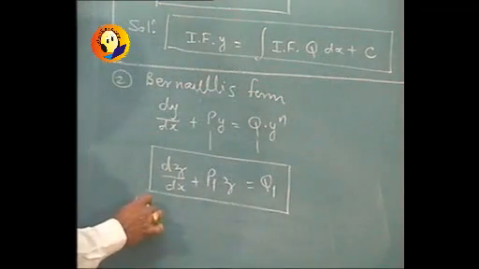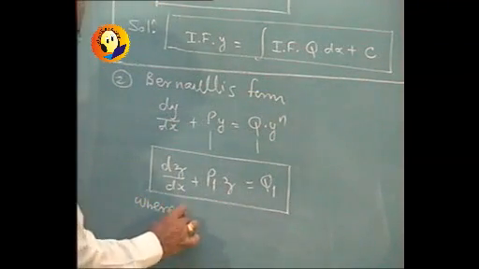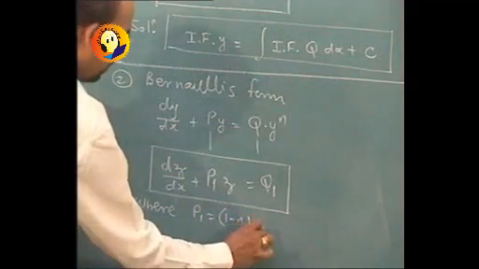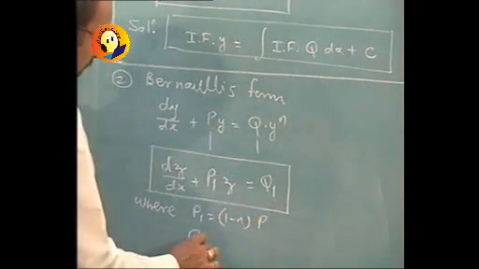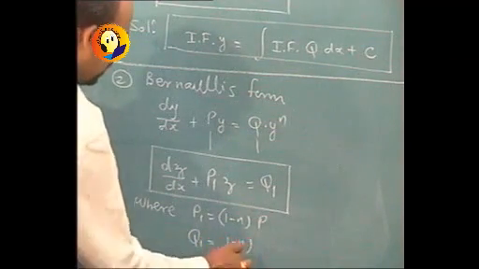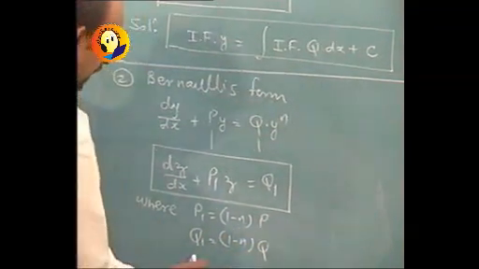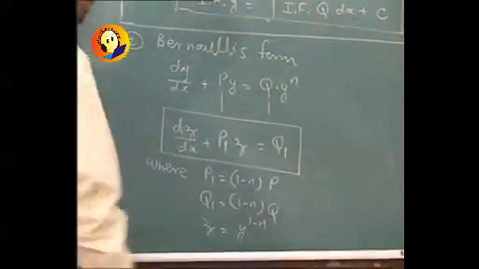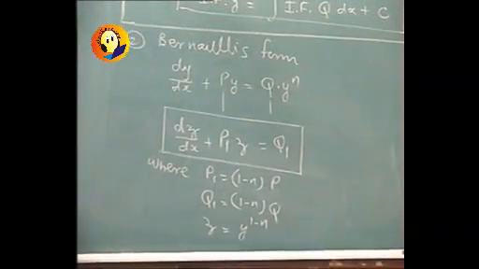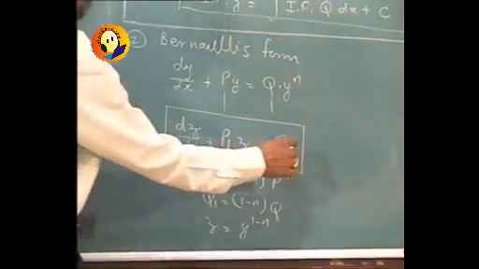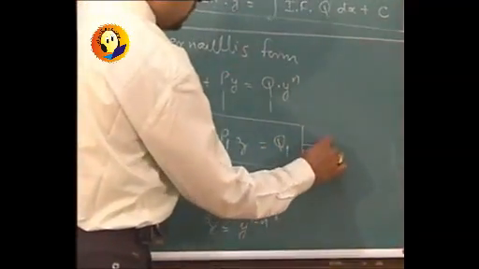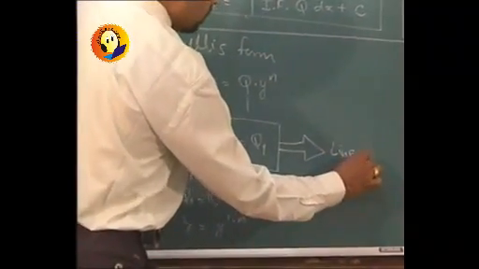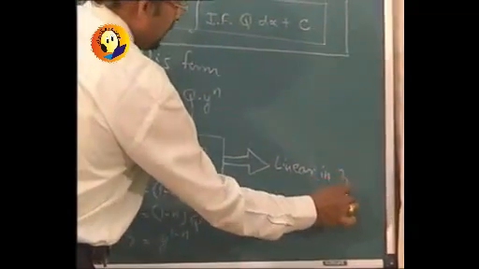where p1 is nothing but 1 minus n into p, q1 will be 1 minus n into q, and z is nothing but y raised to 1 minus n. So we have the equation which is linear in z and x.